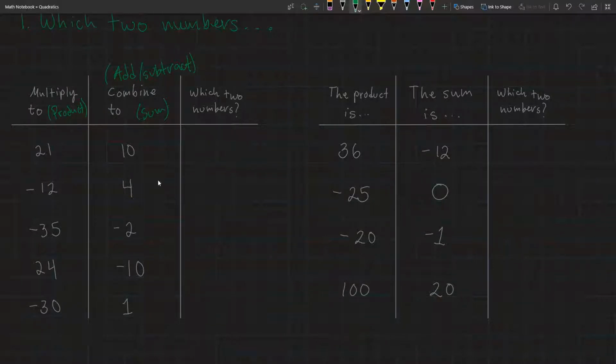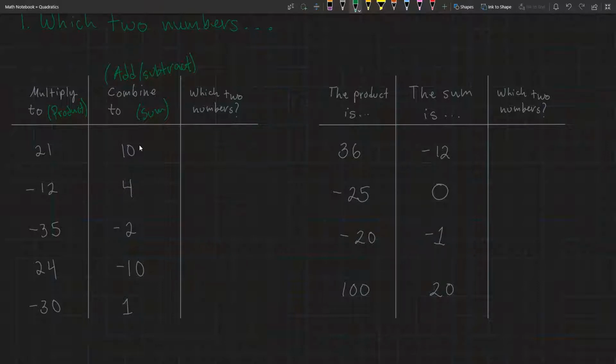So let's do one together, and then I'll give you time to pause if you need to try it yourself in case you're still a little confused. Let's think of two numbers. What two numbers can multiply to 21, but those same pair must combine, meaning the sum is 10. Two numbers multiply to 21, and they combine to 10.